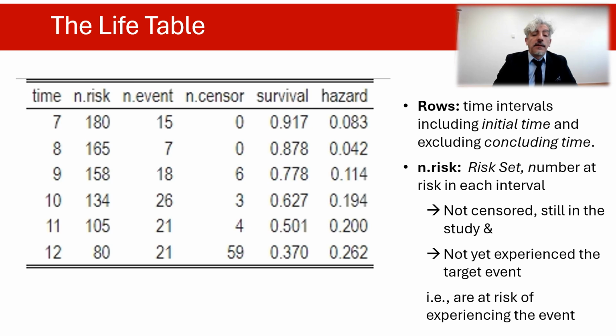The N censor is the number censored, so those are the participants who left the study before the target event was ever recorded. Note that the number at risk in every interval is the number of participants in the study minus the sum of those that had experienced the event in the previous interval and those censored in the previous interval. So, for example, the risk set in year 10 is 158 minus 18 and minus 6, so 134.